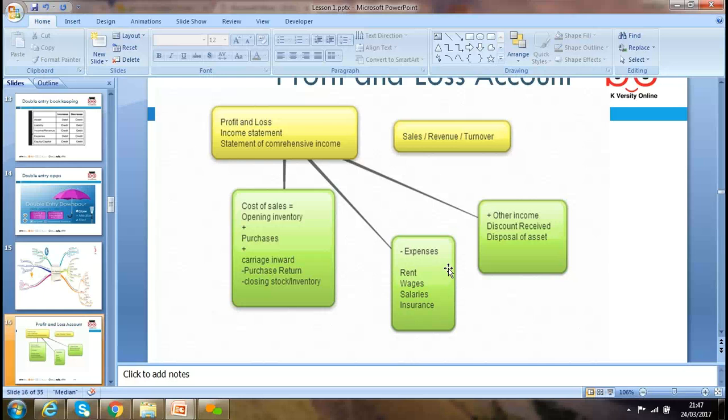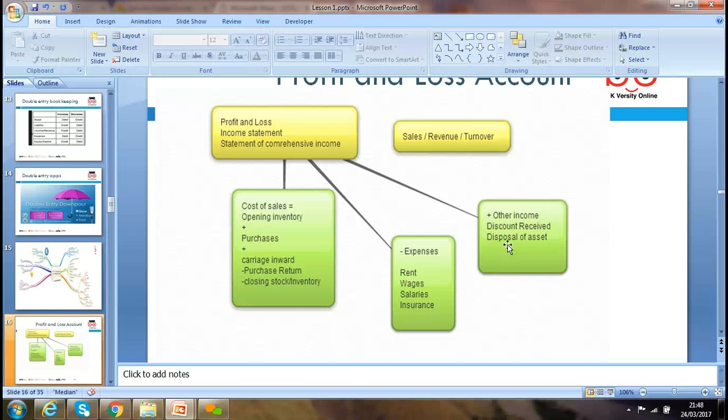Okay. Then we can get profit from operation. Sometimes our major business is a hotel business, but sometimes we have spare cash, and that cash we have invested in another company, and we are receiving some income as an investment. So we call it other income. It can be interest received on investment.